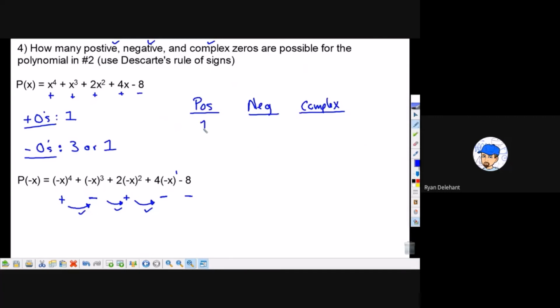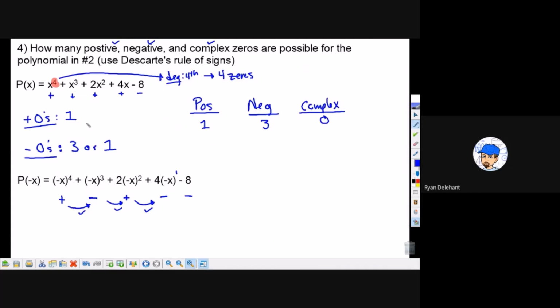Now, positive is 1. Now we have 2 options for negative. So let's start with the 3. If one of our zeros is positive and 3 are negative, how many are left for complex? How many should this have overall? Because this is a power of 4, that's the largest power. So that means its degree is 4th. That means it has to have 4 zeros. So I just have to make sure they're all accounted for in this list. So 1 and 3 adds to 4. So if this is what I see on my graph, I know right away that it has no complex roots.